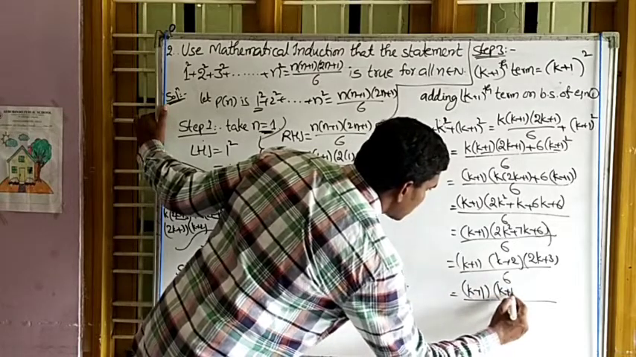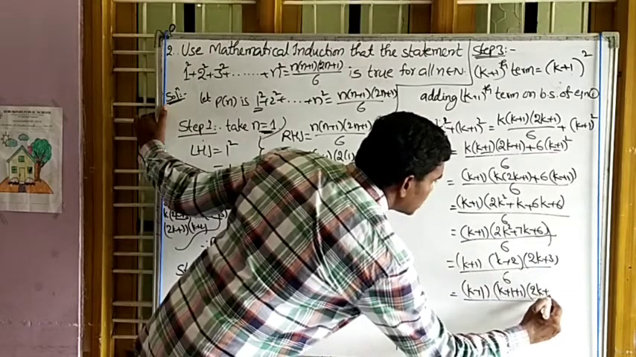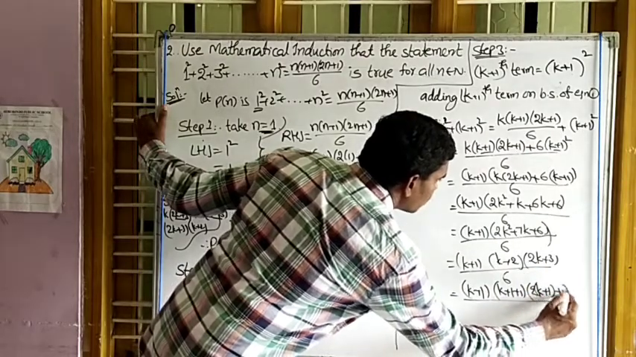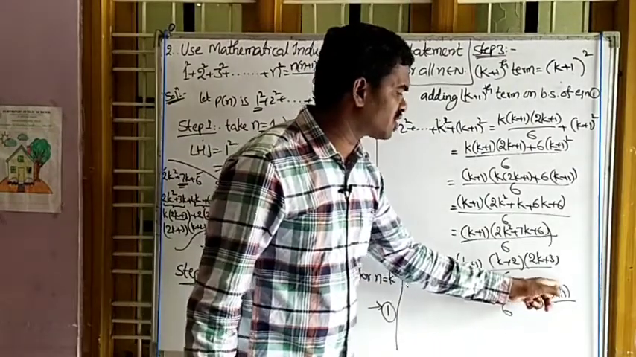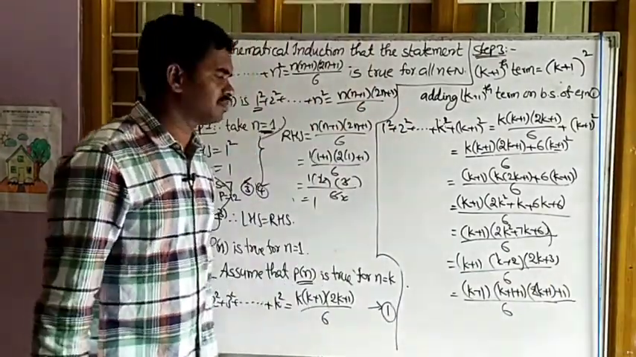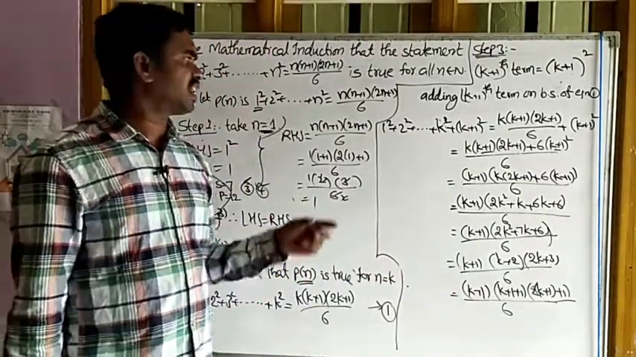k plus 2 means k plus 1 plus 1. Here 2k plus 2 into k plus 1 means plus. Once check it, am I right? 2 into k is 2k, 2 plus 1 is 3, so 2k plus 3. Now, whether it is right or wrong, how can we check?